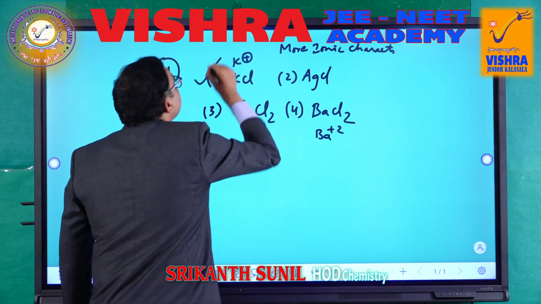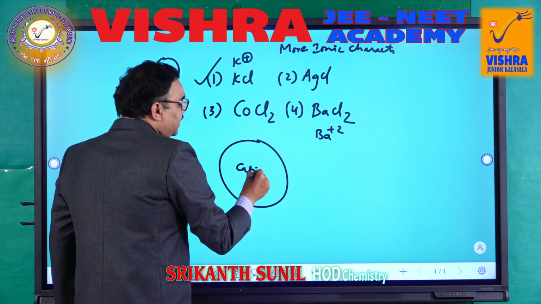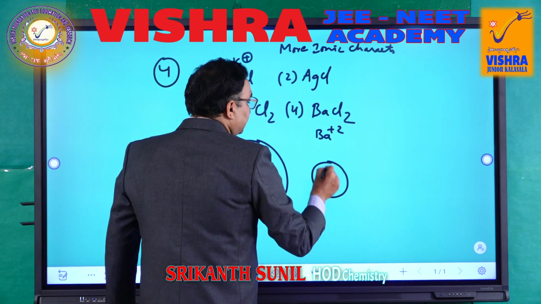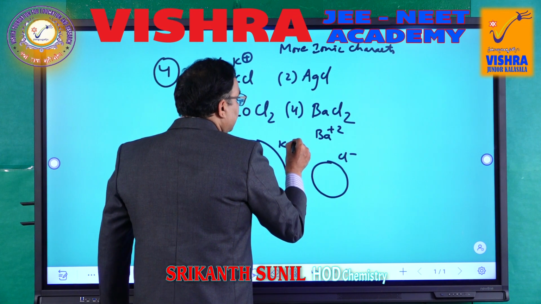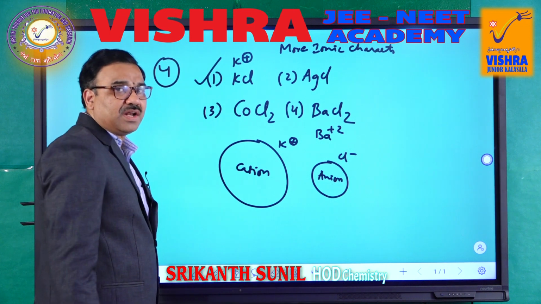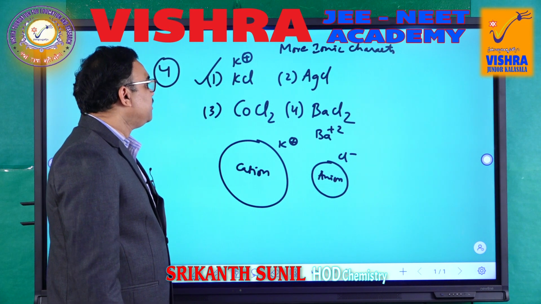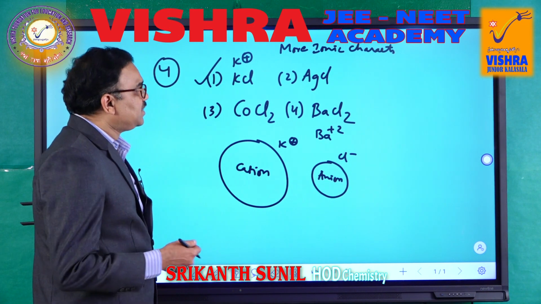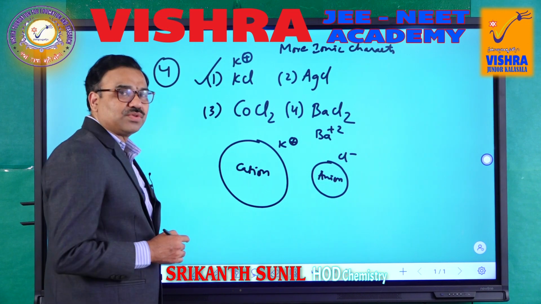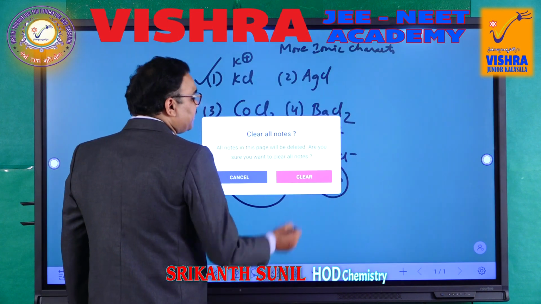According to Fajan's rules it will be KCl, because K plus is a big cation and Cl minus is a small anion. When the cation is big and the anion is small, generally the polarization will be less and the compound will be more and more ionic in nature. So more ionic character will be there for KCl. This is how we can explain the fourth question based on Fajan's rules, dear students. Chemical bonding question, basic question.